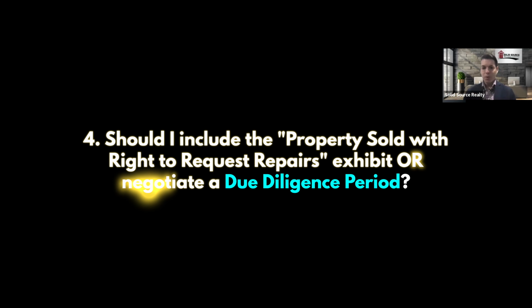The property sold with right to request repairs exhibit is very confusing for agents. It's confusing for brokers. And I haven't seen too many home inspections that come back perfect. That form, if you look at it closely, defines what a defect is, and it's not maybe the same definition you or I would have thought that it would be. So I would use that form with extreme caution. I would encourage a traditional due diligence period over the property sold with right to request repairs. And if the seller says they're selling the home as is, definitely want to go with the due diligence and not the property sold with right to request repairs.